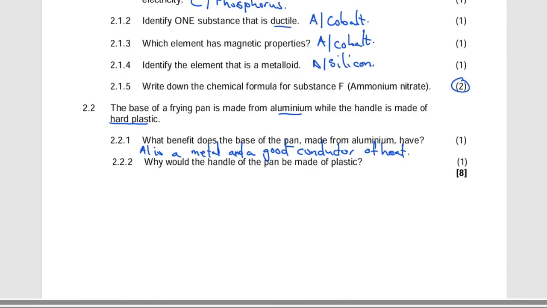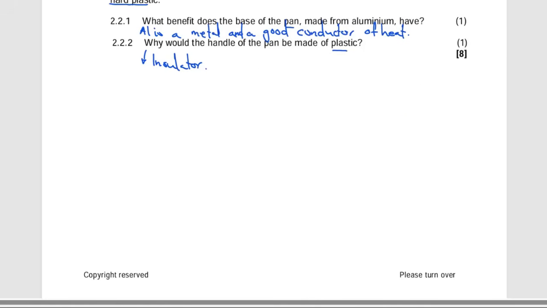Then it asks, why would the handle of the pan be made of plastic? In terms of this one, I can say plastic is an insulator. That's the reason why we make use of the handle being made of plastic. Then we are done with question 2.